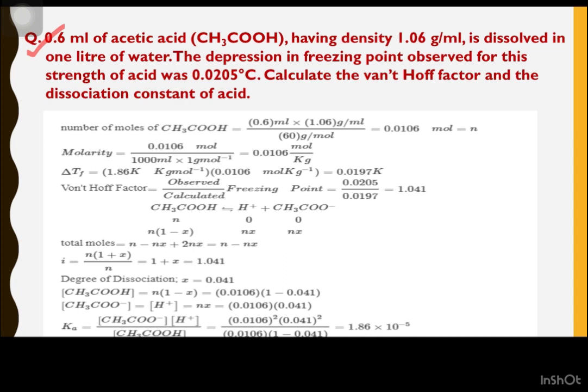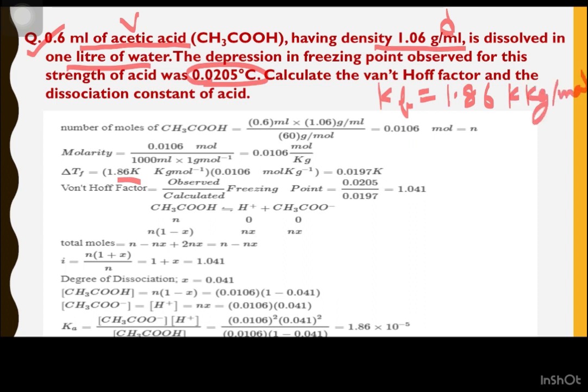It has 0.6 ml of acetic acid having density this much, so volume and density given, dissolved in 1 liter of water. The depression in freezing point is given, and the value of Kf will also be given to you. That will be 1.86 as given here for water, kilogram per mole. Kb, Kf values are always provided.